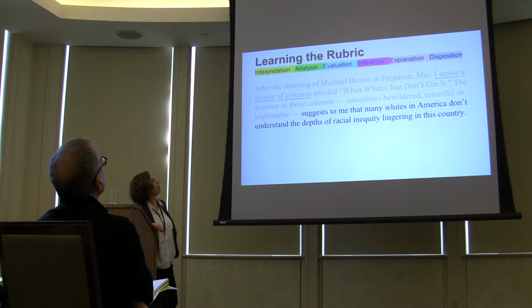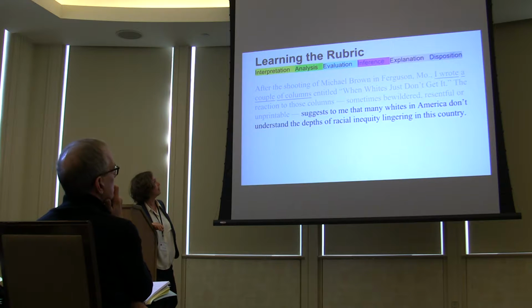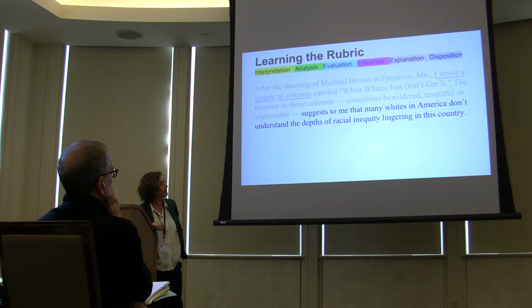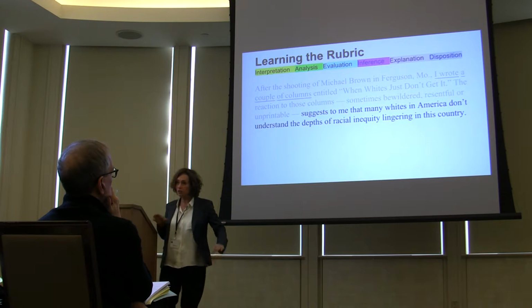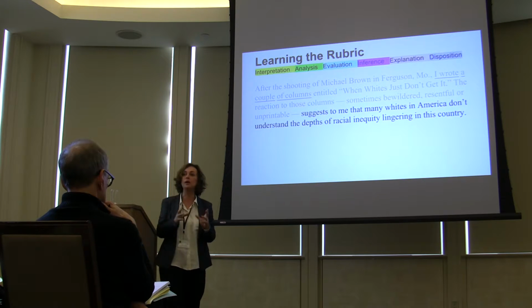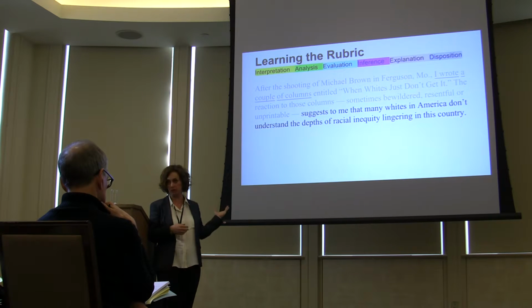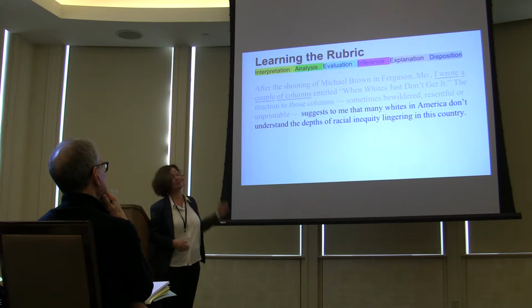After the shooting of Michael Brown in Ferguson, Missouri, I wrote a couple of columns entitled "When Whites Just Don't Get It." The reaction to those columns, sometimes bewildered, resentful, or unprintable, suggests to me that many whites in America don't understand the depth of racial inequity lingering in this country. So whisper to your neighbor, what cognitive skill is Kristof writing in this last sentence?